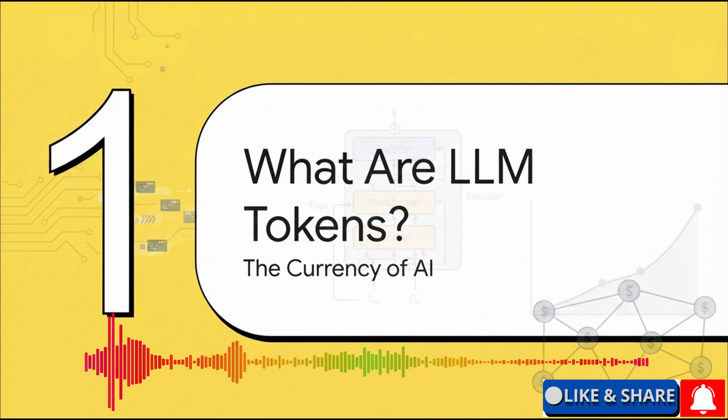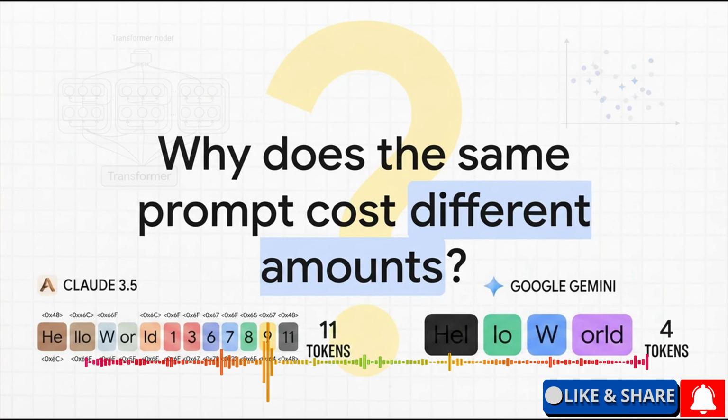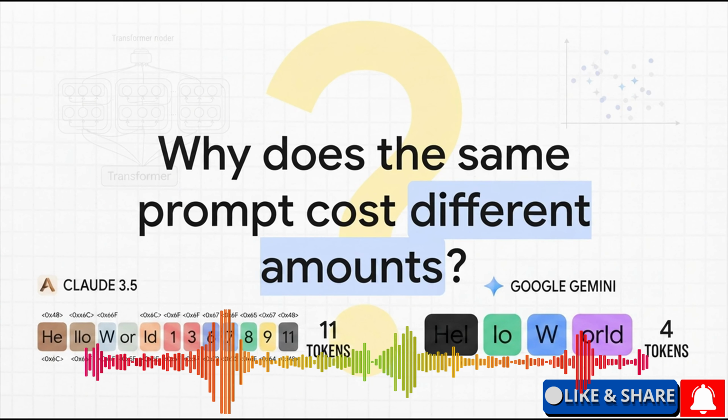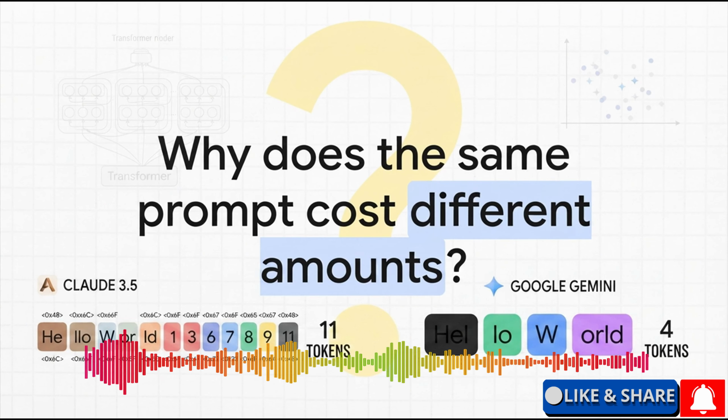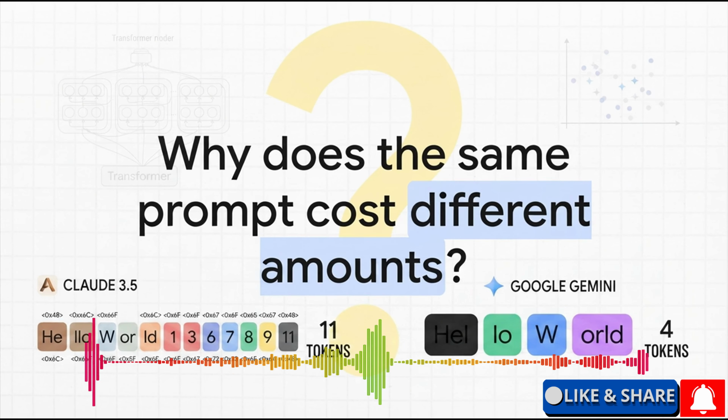Let's take a macro view and figure out exactly what these things are and why they dictate your API bill. Here is a really wild mystery for you. Why is it that when you send a simple two-word phrase like "Hello World" to an LLM, the cost to you is completely different depending on the provider? Seriously, in one test, querying Claude 3.5 consumed 11 input tokens for that exact phrase, but querying Google's Gemini model only used 4. So why does this massive discrepancy even exist?